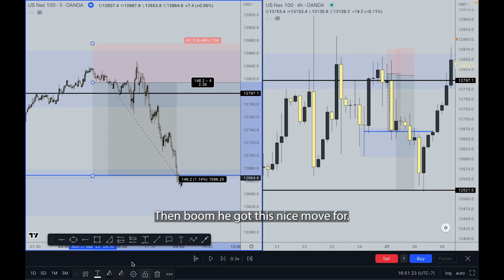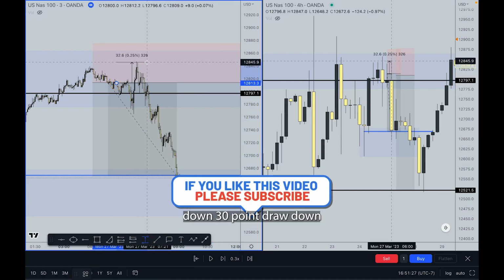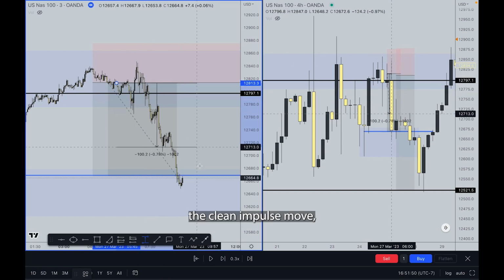Then boom, you caught this nice move. Say you entered right there, had a little bit of drawdown, 30-point drawdown. That's literally pretty normal, especially on the NASDAQ. It's very volatile, and 50 points, 100 points realistically is what you should anticipate for a stop loss. Anything lower than that could be considered pretty tight unless you really sniped the higher low, or you really sniped the lower high point, or you caught the breakout trade, the clean breakout trade, the clean impulse move.